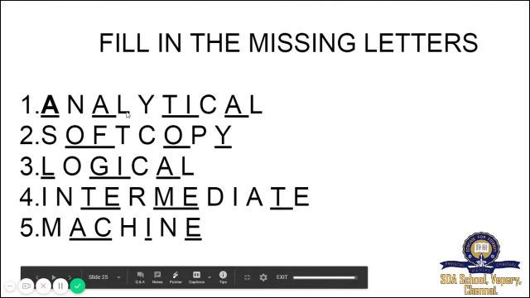Analytical. A N A L Y T I C A L. Soft copy. S O F T C O P Y. Logical. L O G I C A L. Intermediate. Split and read. Inter. I N T E R. Mediate. M E D I A T E. Machine. M A C H I N E. So these are the same dictation words.